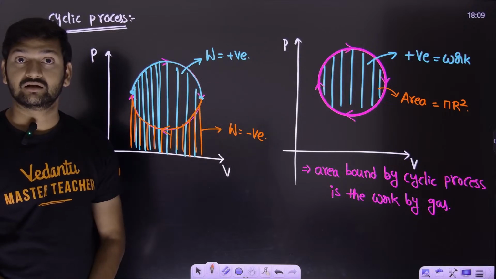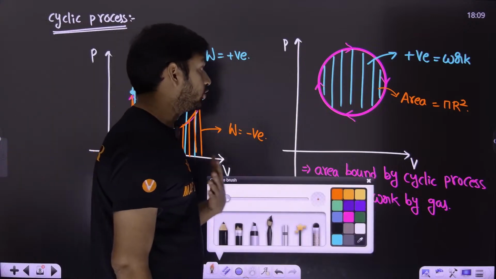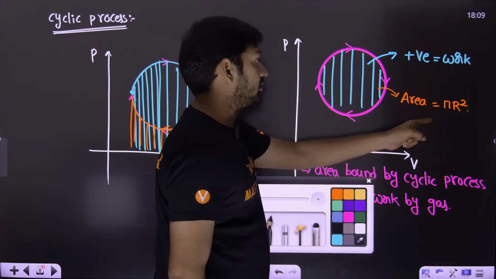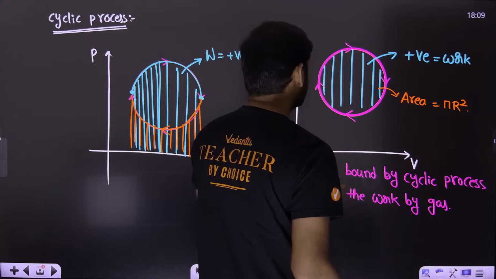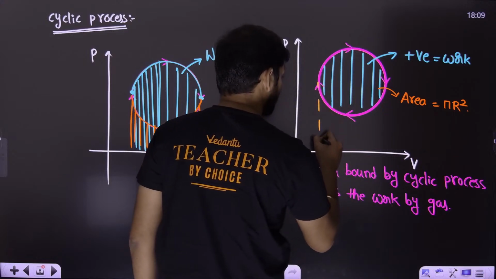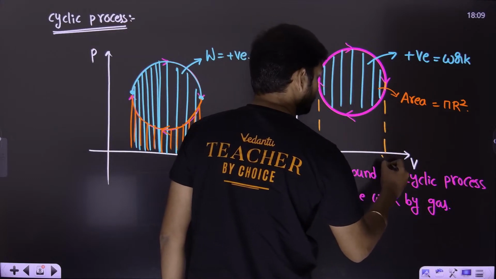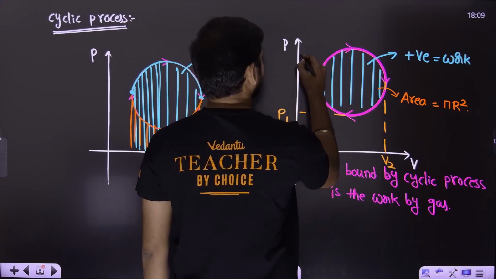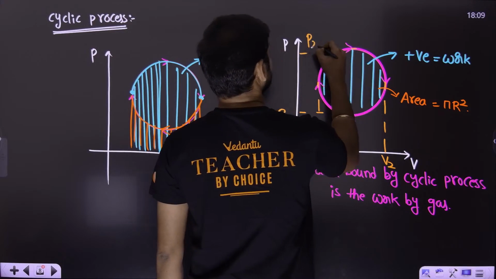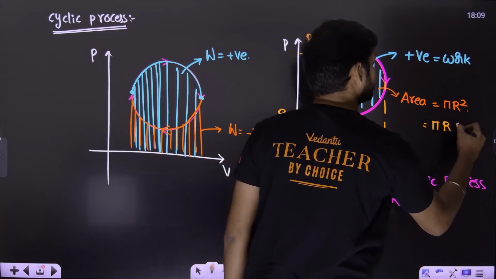It's a circle, right? Now look, how do I get that r square? They are going to give you information, man. For example, they are going to give this to be V1, this to be V2, this to be P1, and this to be P2. So whatever that area is there, you write it as pi into R.